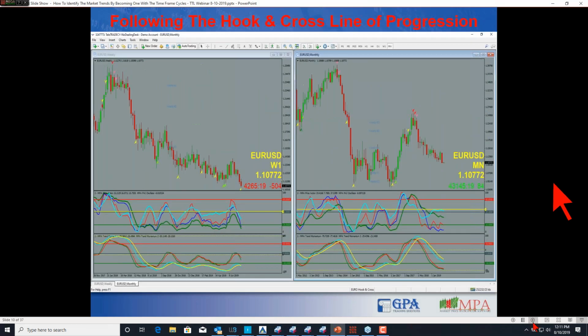So we're going to do a couple more examples. This was the euro dollar currently. We got a monthly hook and a cross trigger.